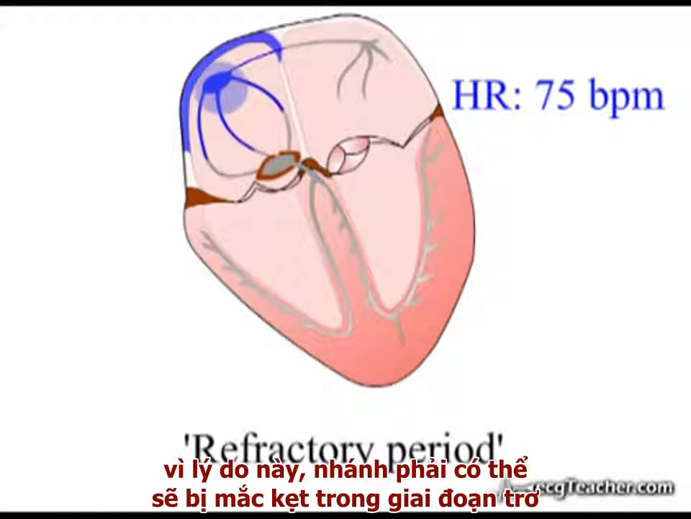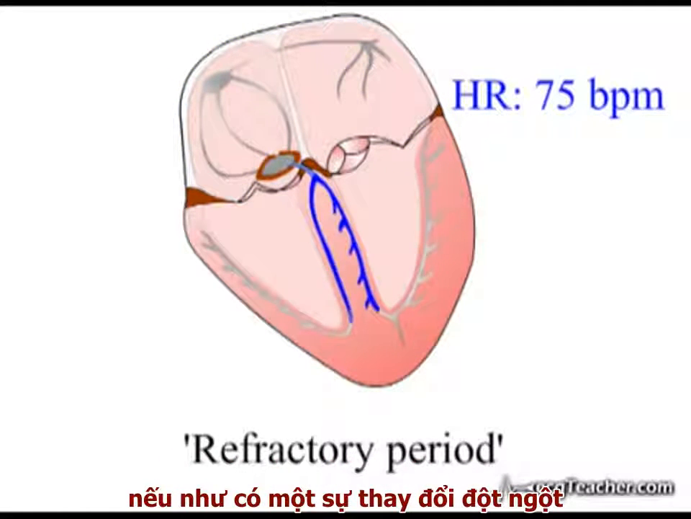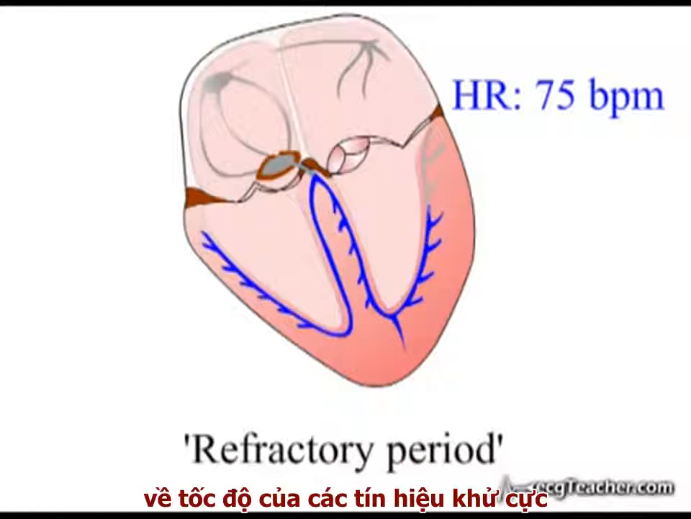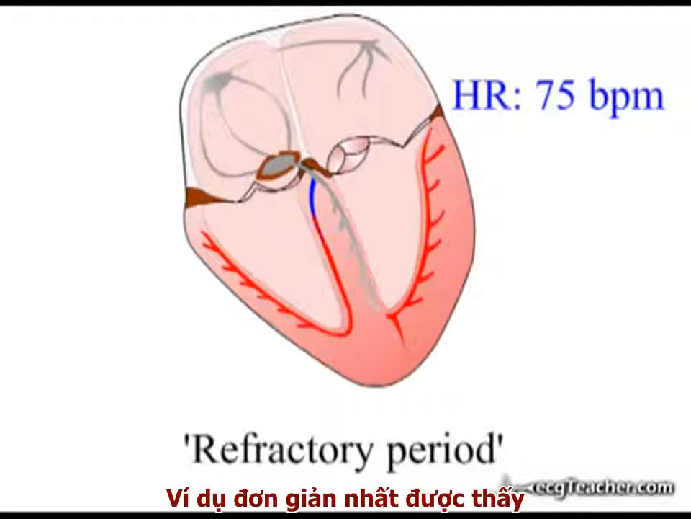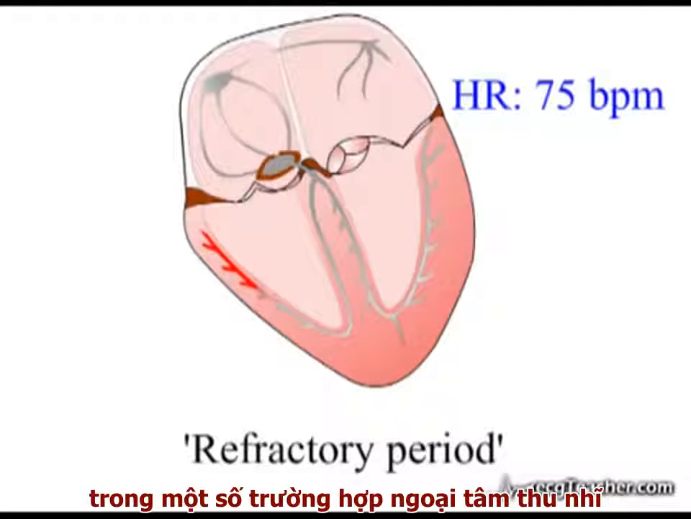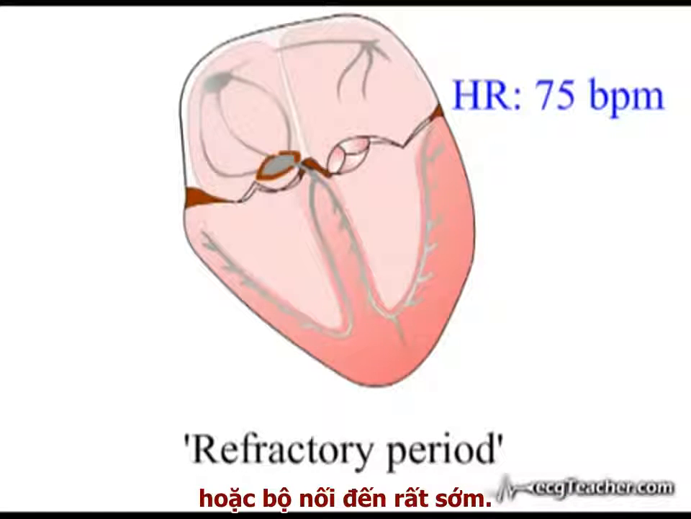And this difference becomes more pronounced at lower heart rates. For these reasons, it is possible for the right bundle branch in particular to be caught in a refractory state in the presence of a sudden, unexpected change in the rate at which the depolarizing signal arrives through the bundle of His. The simplest example of this is seen in some cases of very early atrial or junctional premature contractions.